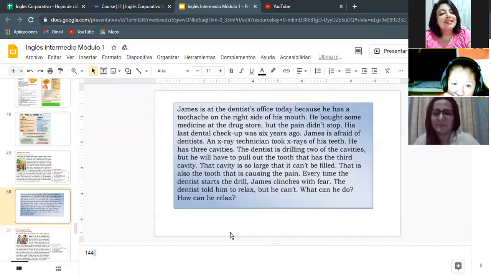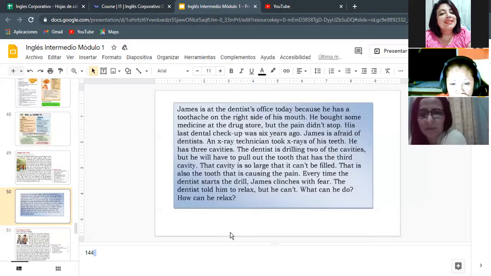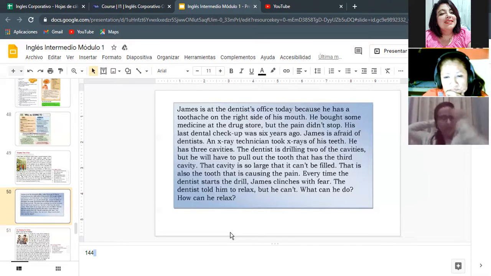James is at the dentist's office today because he has a toothache on the right side of his mouth. He bought some medicine at the drugstore, but the pain didn't stop. His last dental checkup was 6 years ago. James is afraid of dentists. An X-ray technician took X-rays of his teeth. He has three cavities. The dentist is drilling two of the cavities, but he will have to pull out the tooth that has the third cavity. That cavity is so large that it can't be filled. That is also the tooth that is causing the pain.